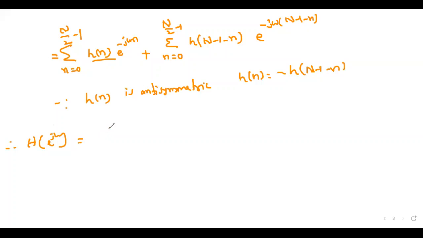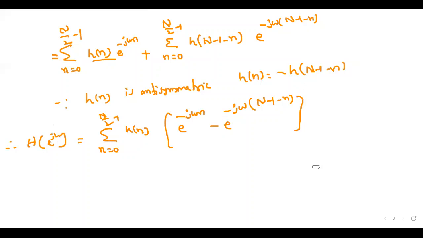Therefore, the frequency response is summation n equal to 0 to N by 2 minus 1 of h of n e power minus j omega n, and here it is minus h of n e power minus j omega of N minus 1 minus n. Okay, and here this is looking like e power j theta and e power minus j theta, correct?